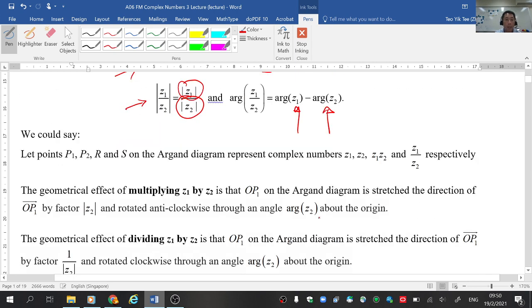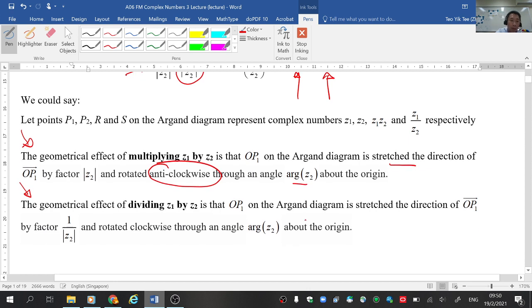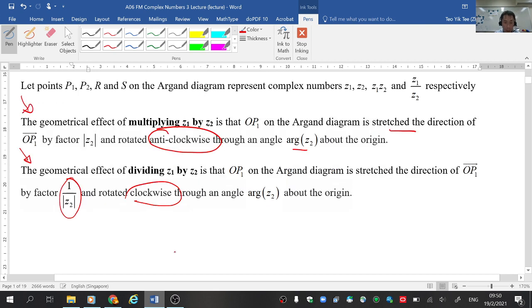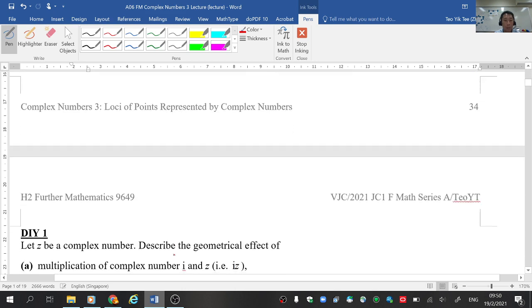So the simple link is, when you multiply z1 by another complex number z2, it is actually a stretch in a certain direction followed by a rotation anti-clockwise, with the relevant arguments. When you divide, it is also stretched by a factor of 1 over |z2|, followed by a clockwise rotation about the origin. Okay, so some examples to run you through.